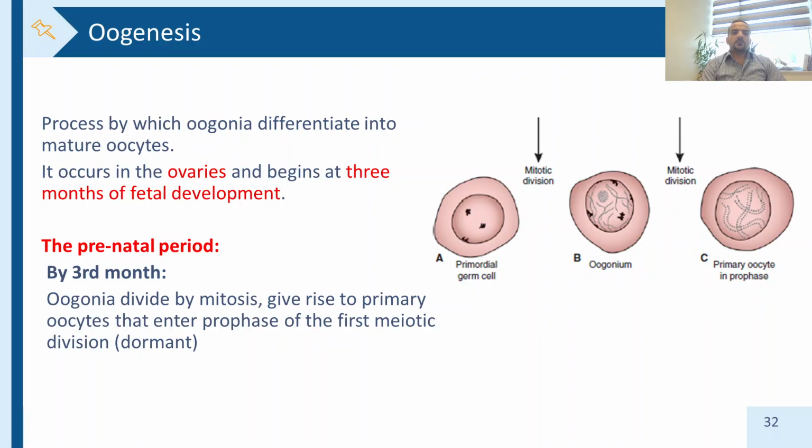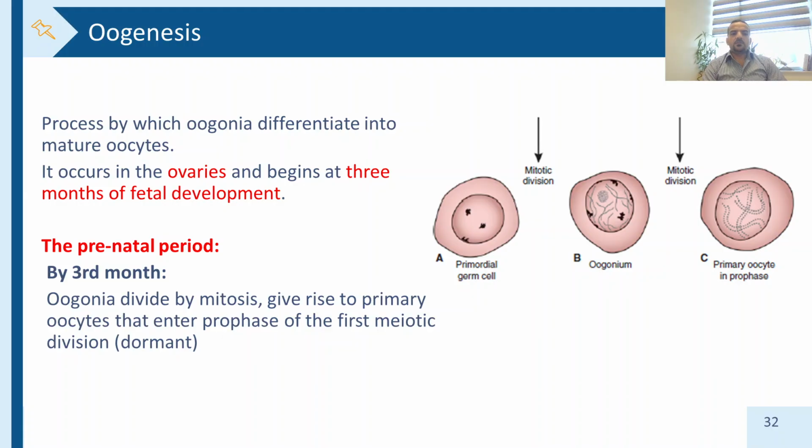Now we're going to talk about the process of oogenesis. Oogenesis has the same idea as spermatogenesis; it is the process of formation of the oocyte in the female. The process by which oogonia, the stem cells, once they arrive in the ovary, are called oogonia. They differentiate into mature oocytes. Where does this process take place? In the ovaries. The difference from spermatogenesis is that the process of oogenesis begins at 3 months of fetal development. So in the female baby, at the age of 3 months, the process of oogenesis begins.